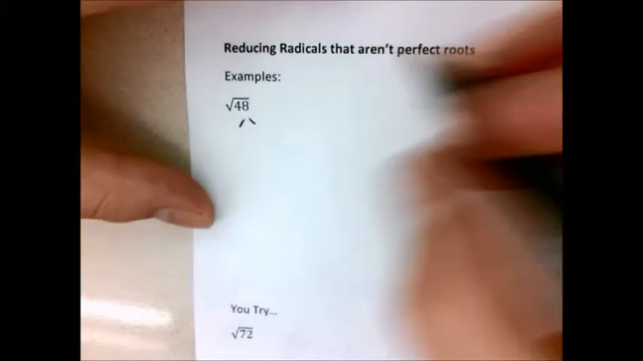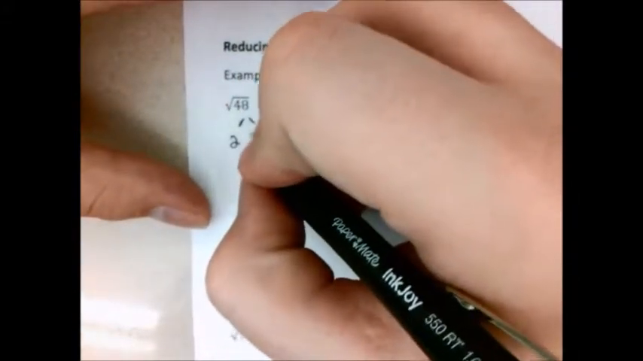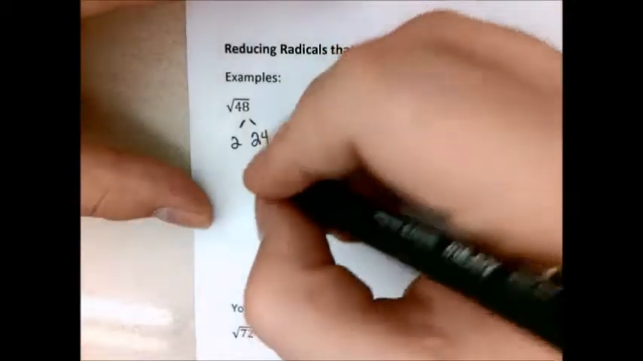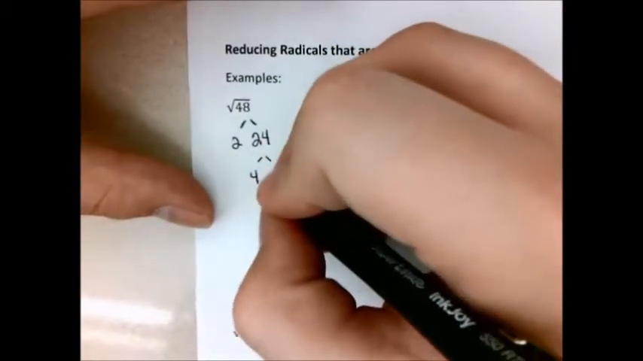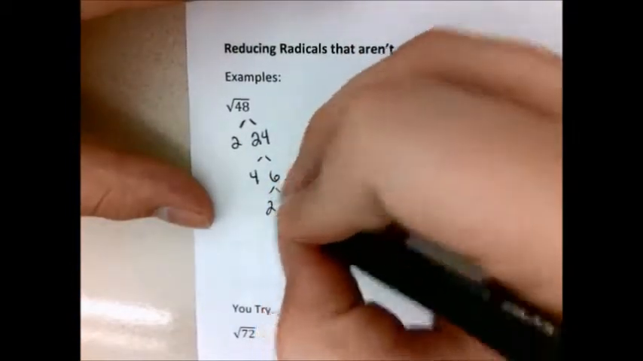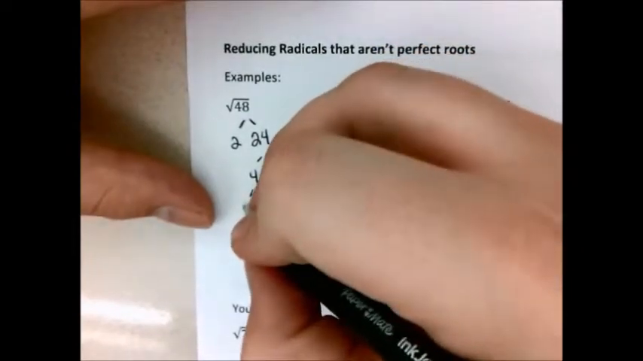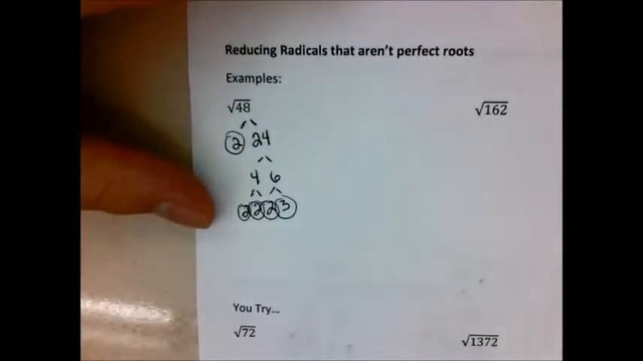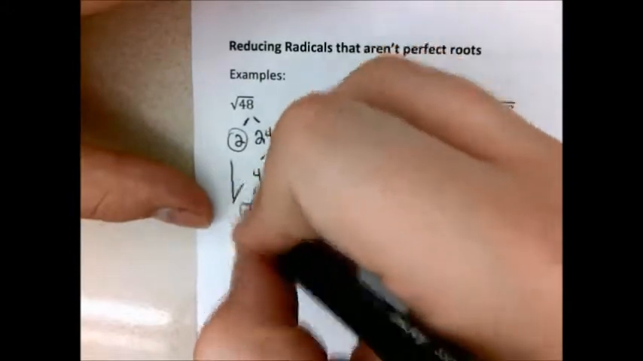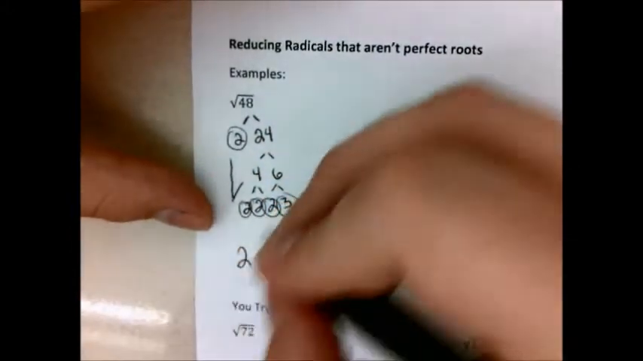So 48. Well, let's use 2 and 24 again. Alright, let's break that down. 24. 4 and 6. Well, 6 breaks down into 2 and 3. 4 breaks down into 2 and 2. So we have 1, 2, 3, 4, 5 items in this case that we've broken it down into. So remember, things have to come out in pairs. So we got one pair of 2s. So these 2 right here comes out as a single 2.